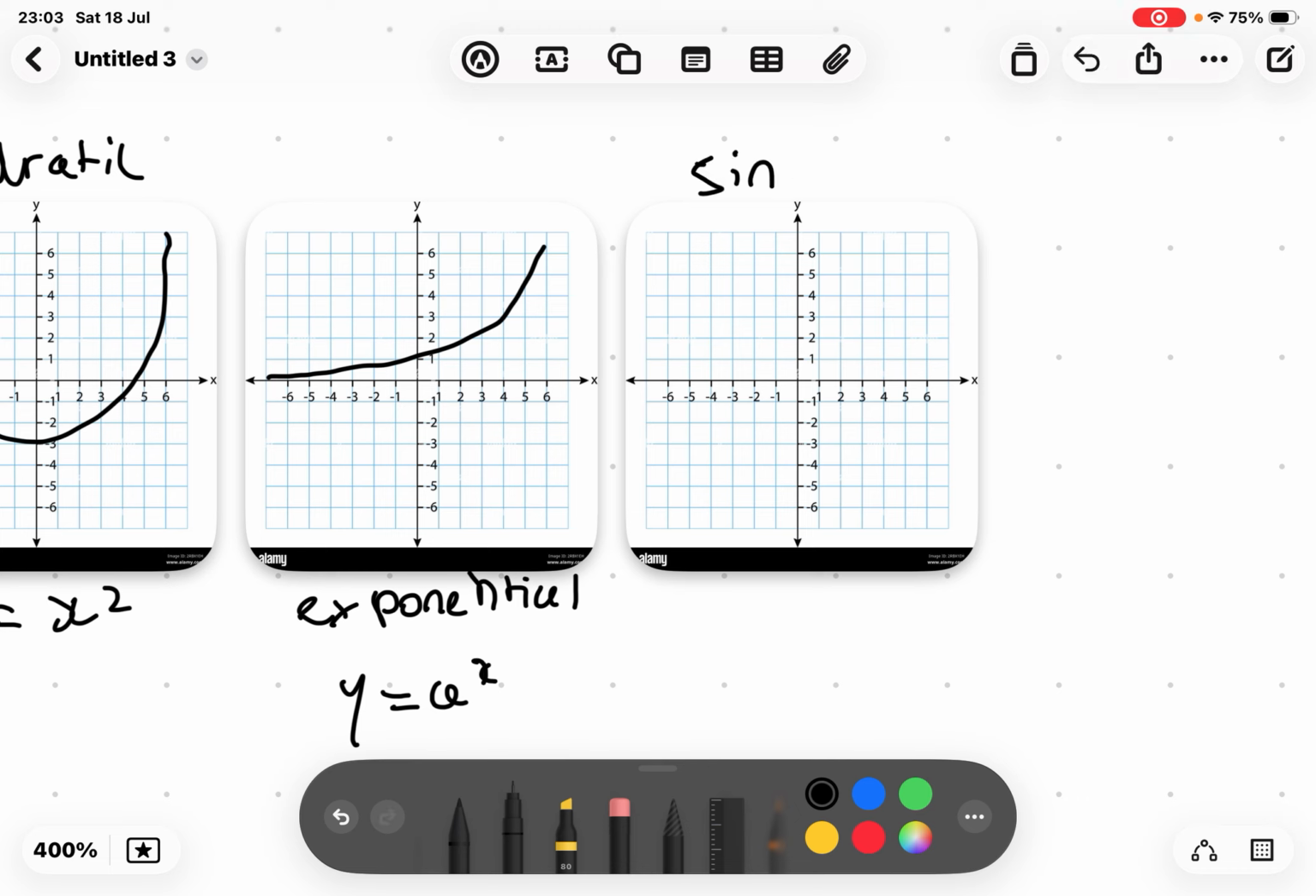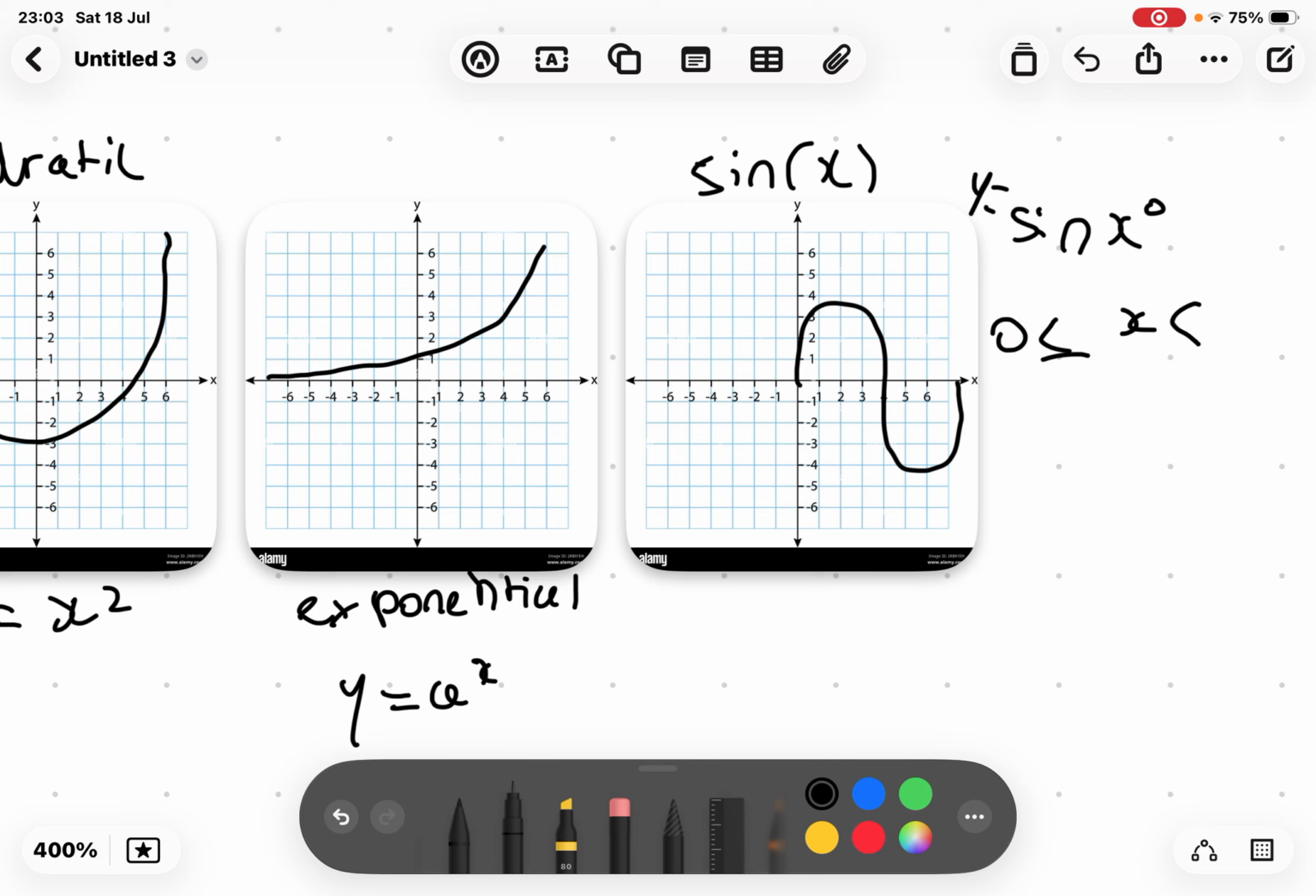And the sine x graph is something like this. That's kind of when y is equal to sine x. So y equals sine x, where 0 should be smaller or equal to x, and then x should be smaller or equal to 360. So that's everything. Goodbye.